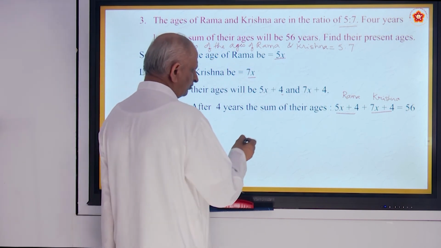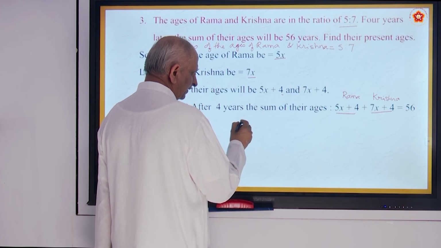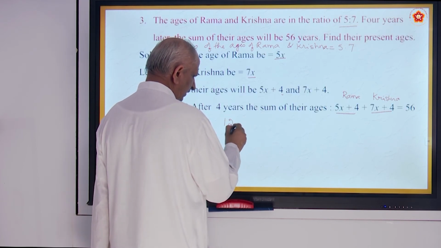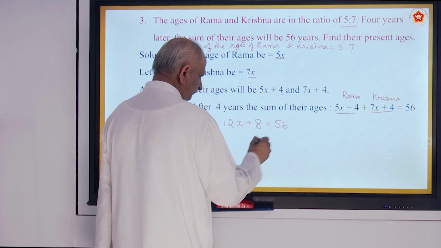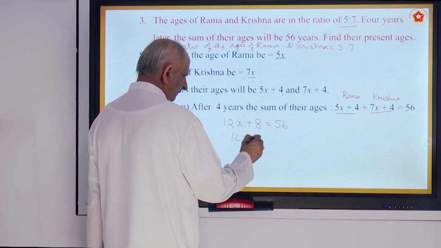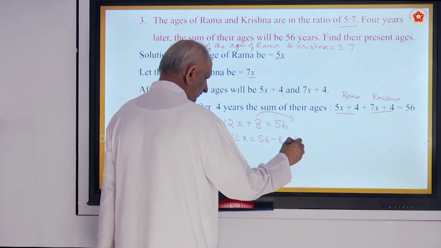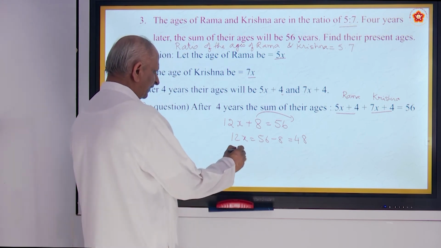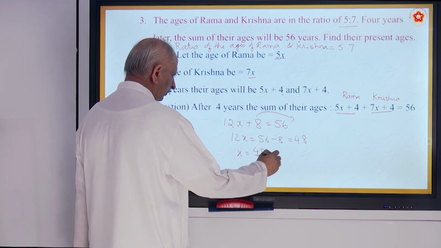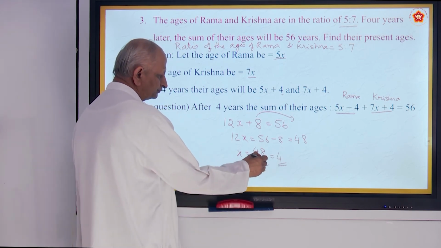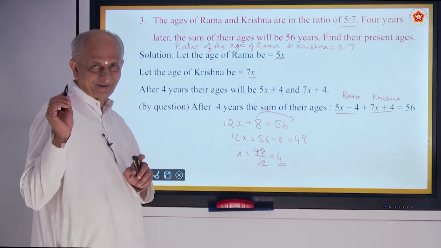Okay. Now the equation becomes 5x plus 7x becomes 12x, correct? 4 plus 4, 8, is equal to 56. So 12x is equal to, bring this 8 to this side, 56 minus 8, that is 48. So x is equal to 48 by 12, that is equal to 4. What is that x? x is a constant factor. Now the problem is not over.